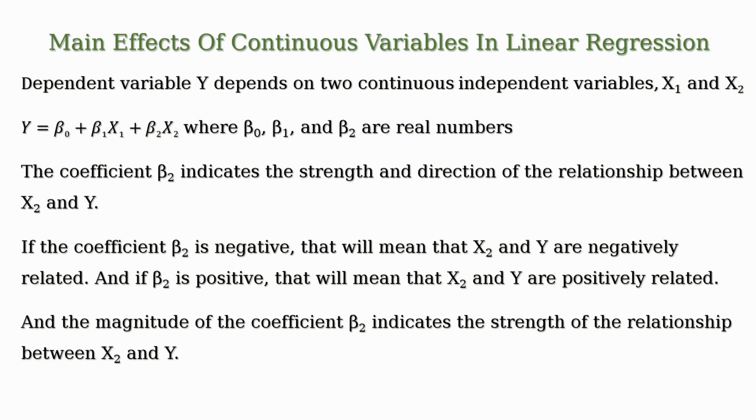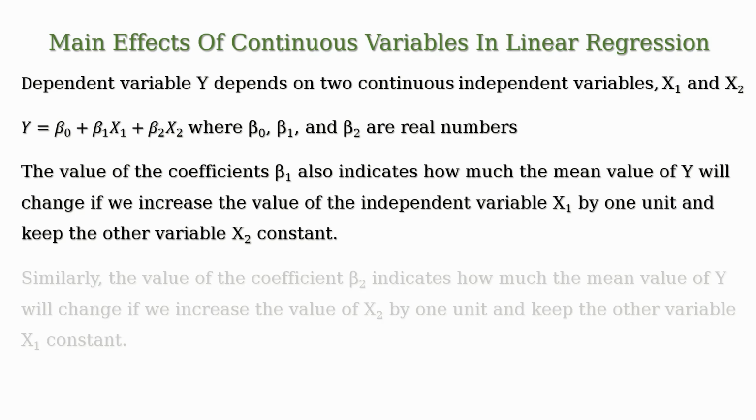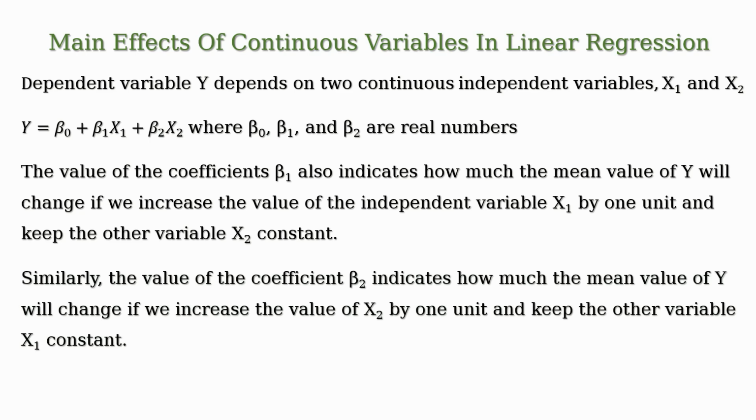The value of the coefficient beta 1 also indicates how much the mean value of y will change if we increase the value of the independent variable x1 by 1 unit and keep the other variable x2 constant. Similarly, the value of the coefficient beta 2 indicates how much the mean value of y will change if we increase the value of x2 by 1 unit and keep the other variable x1 constant.